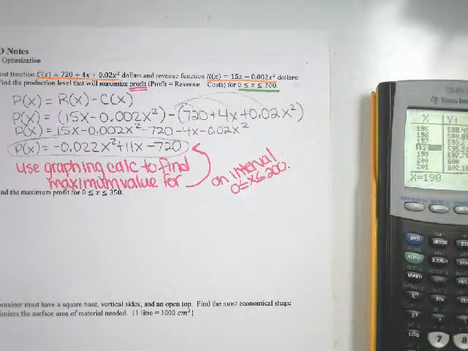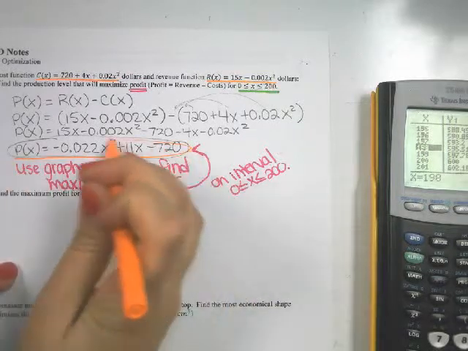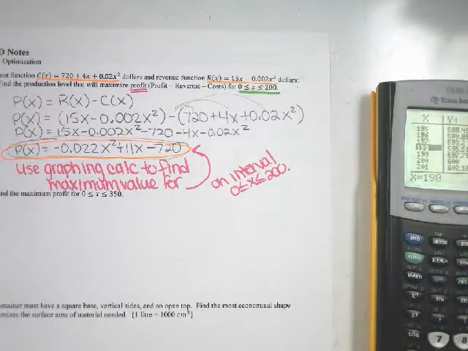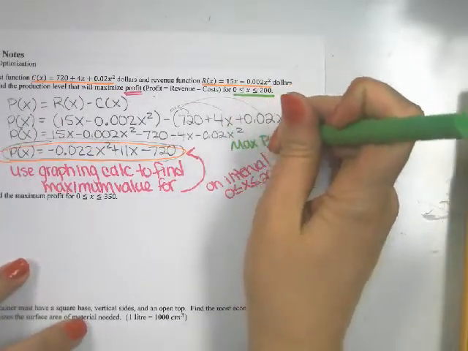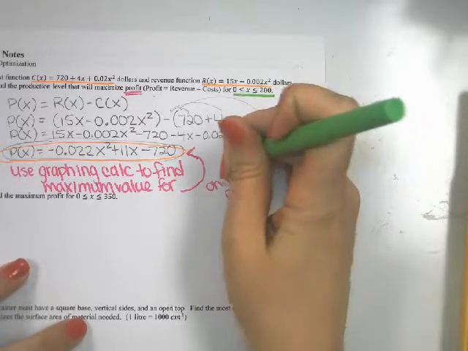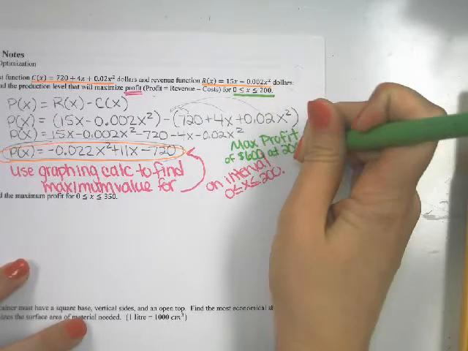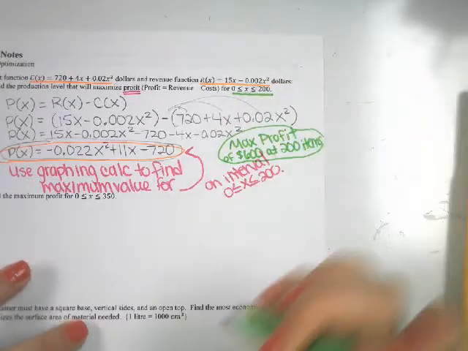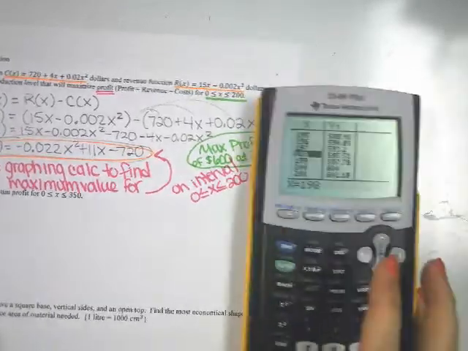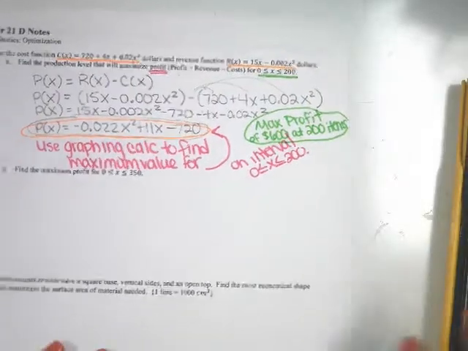So we use our graphing calculator to find the maximum value for this function, which is our profit function, on the interval of 0 to 200. We can't make more than that for whatever reason, and so the answer here is we have a maximum profit of $600 at 200 items, when x is 200. So that's right here. When x is 200, we make $600. So that's going to be our best bet.